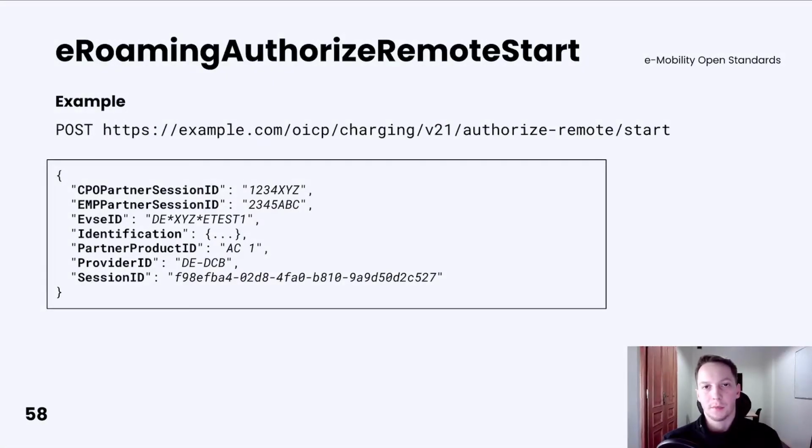Based on this example, we can easily tell that eRoamingAuthorizeRemoteStart request does not differ much from eRoamingAuthorizeStart request. The only difference between those two is previously mentioned ev-cpo ID and provider ID.